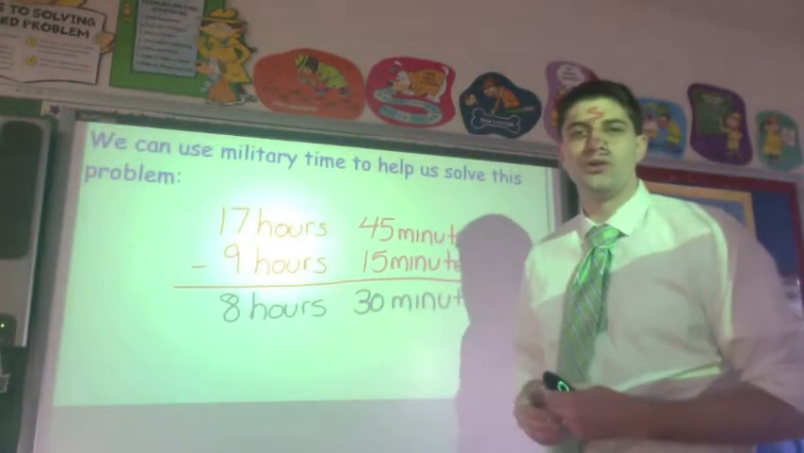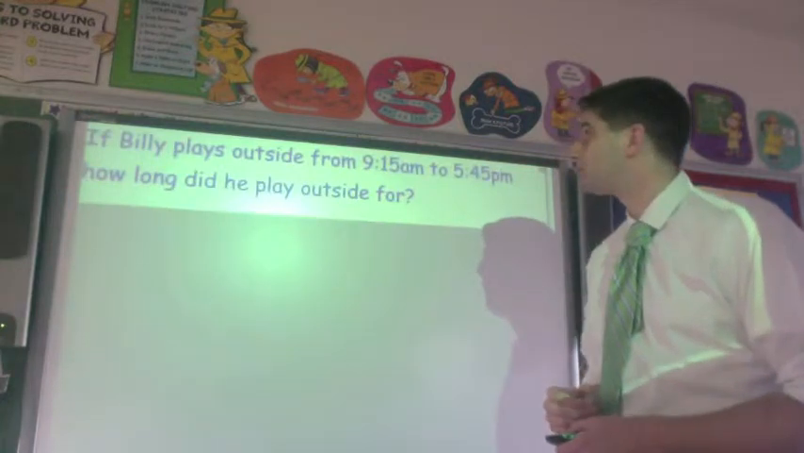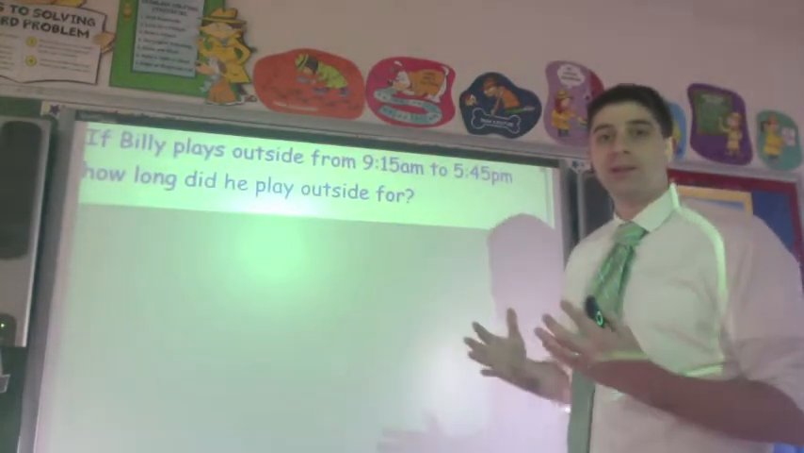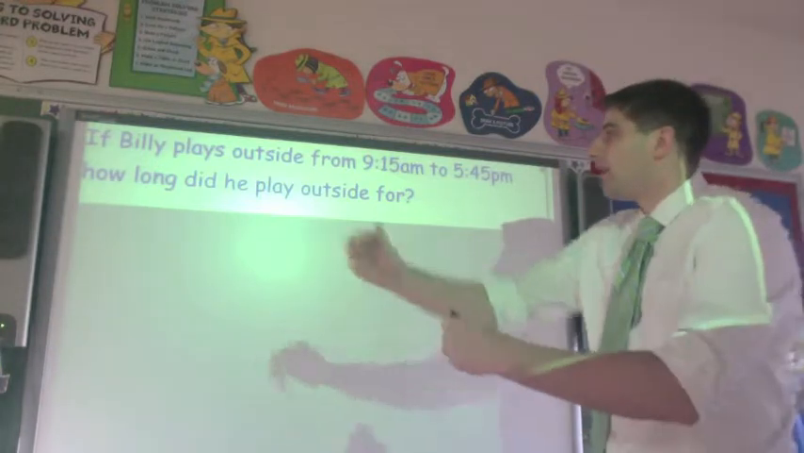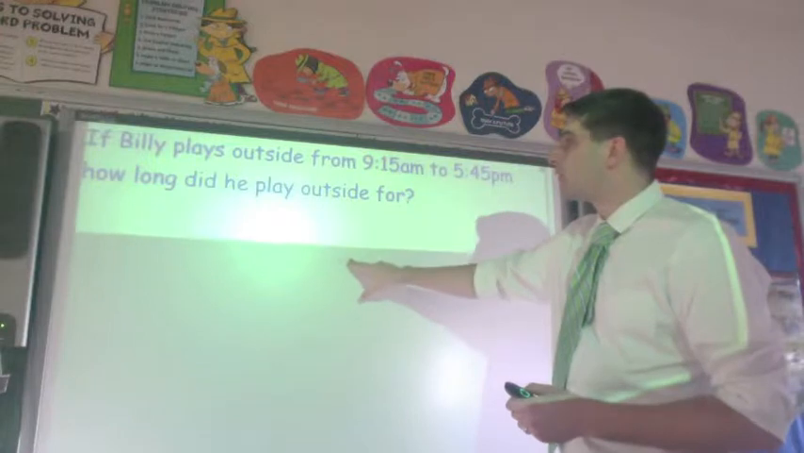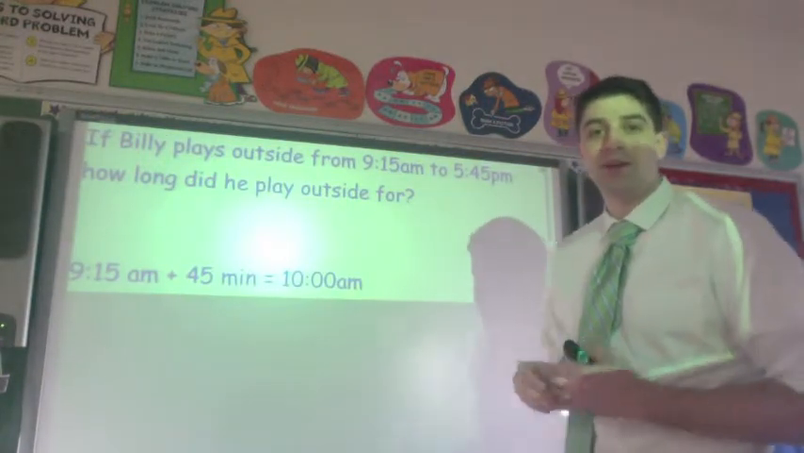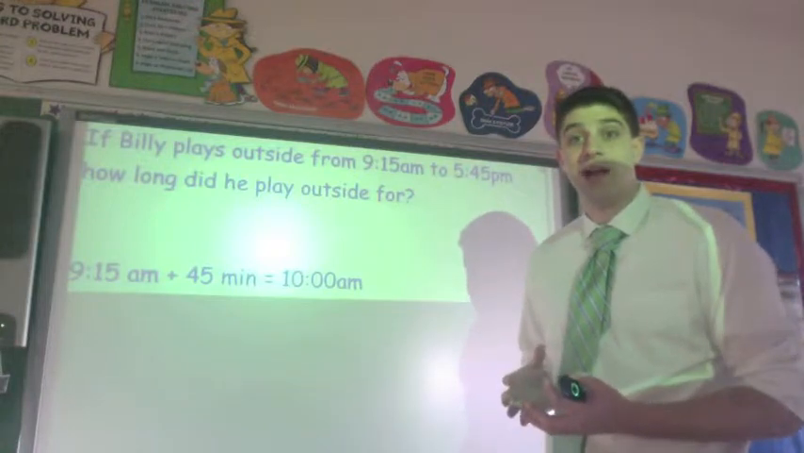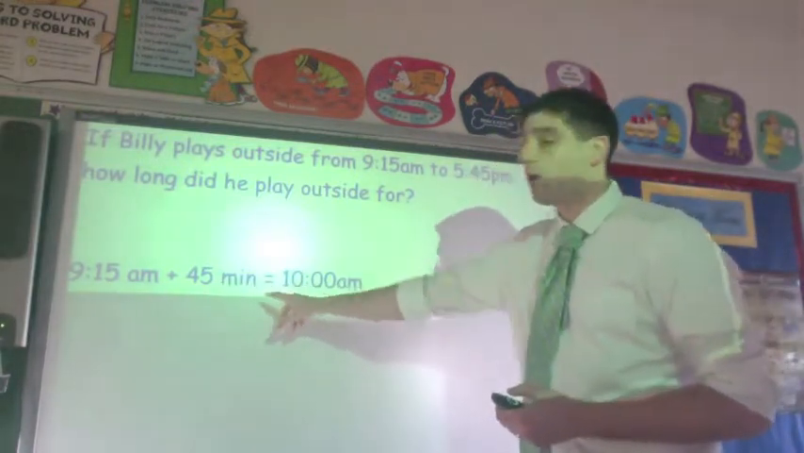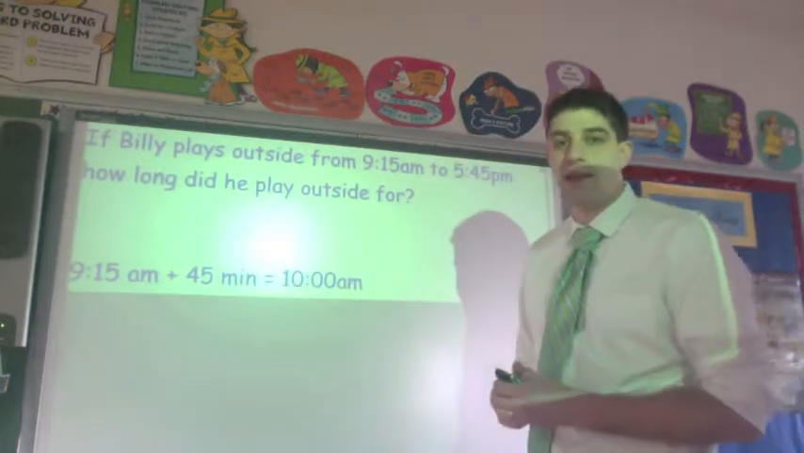Now, I told you there was another way to solve this kind of problem, and we'll talk about that right now. Again, same problem from before, same time, so I haven't done anything except a different way to solve it. So what I can do first is make 9:15 into a nice round number, 10 o'clock. So how do I get to 10 a.m.? Well, I add 45 minutes to 9:15, and that gets me 10 a.m.